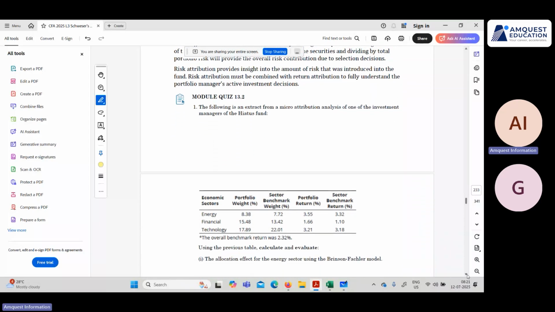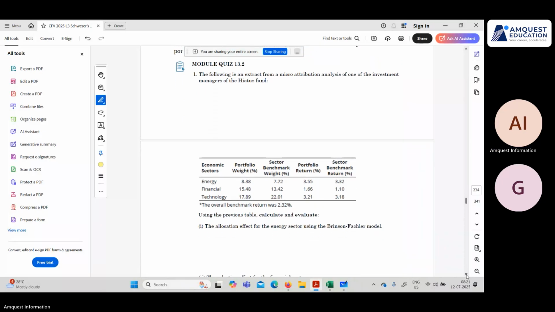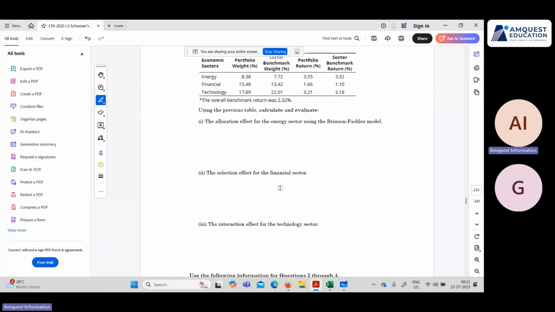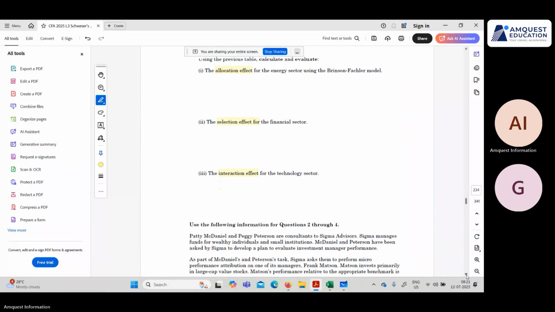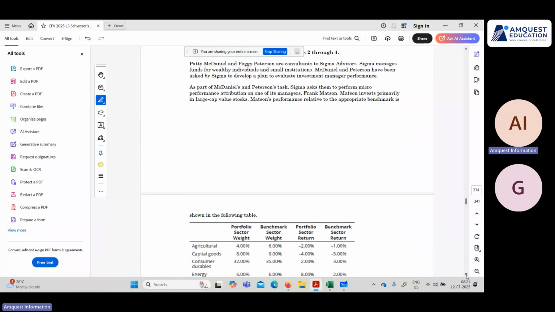Let's just solve at least one question. I would not ask you to solve this one because it's fairly simple. You just need to use three different formulas: the selection effect, allocation effect, and interaction effect. It's like plug and play. Okay, let's look at this. थोड़ा सा try करने लायक question.